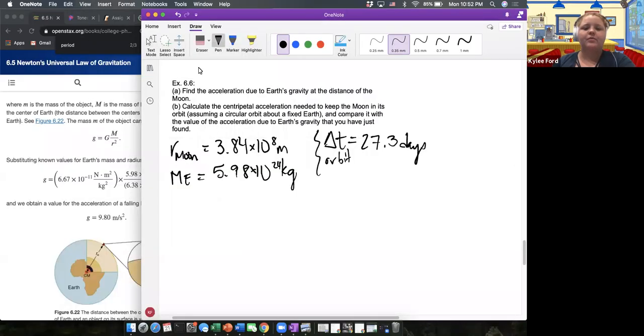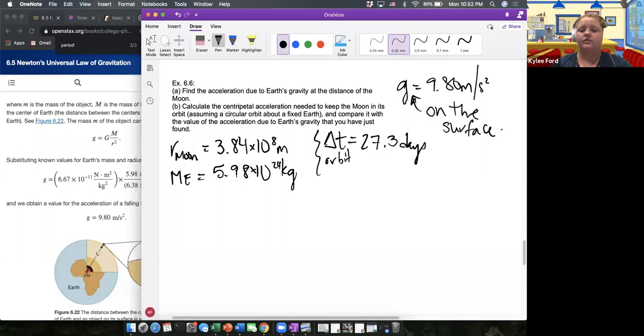Okay, so we are back with our next example. The question states, find the acceleration due to Earth's gravity at the distance of the moon. As we know, our acceleration due to gravity on the surface of Earth is 9.8 meters per second squared. Okay, so this is on the surface of Earth.